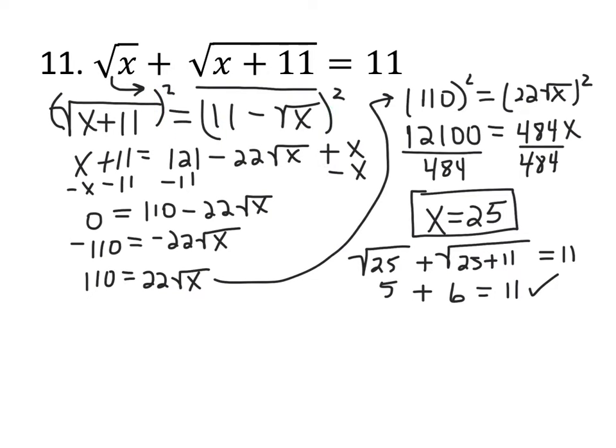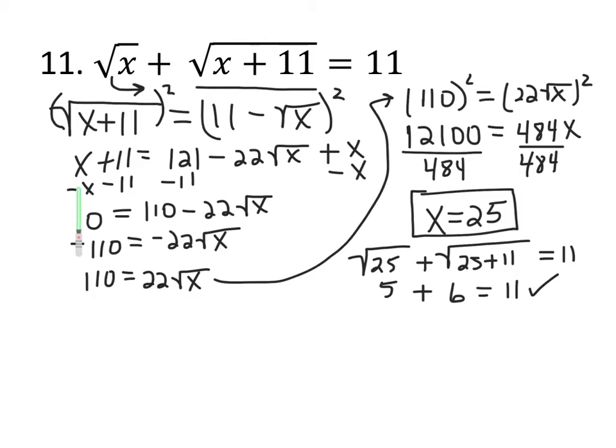Now again I have that a minus b, the quantity squared again. So remember, when you're doing this calculation right here, you're actually squaring a binomial. So that's 11 minus root x times 11 minus root x. And the way that foils out is 121 minus 22 root x plus x. And then what I have on the left side is just my x plus 11.